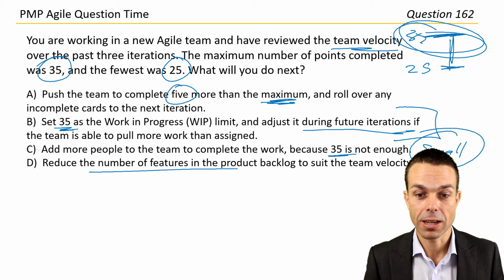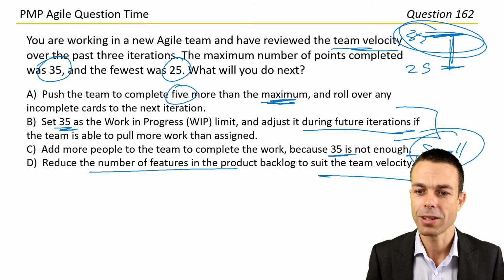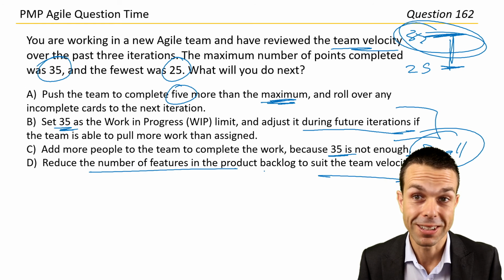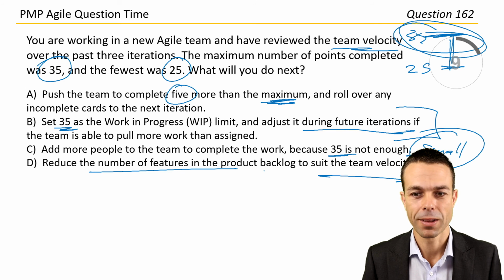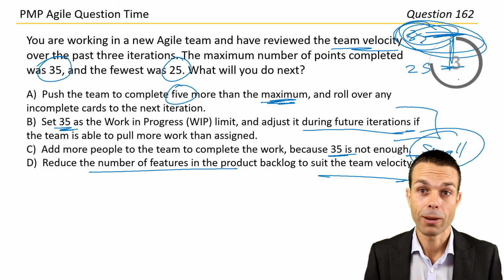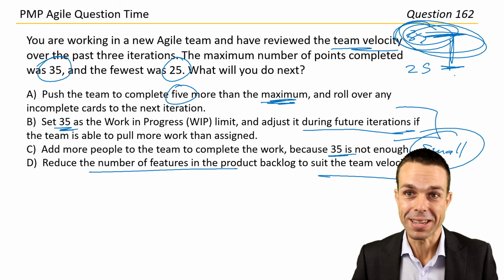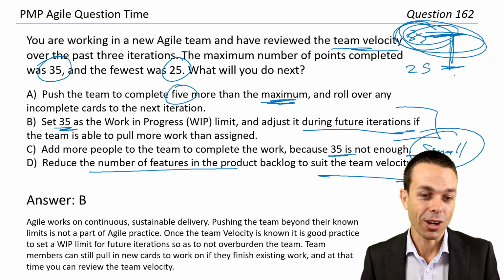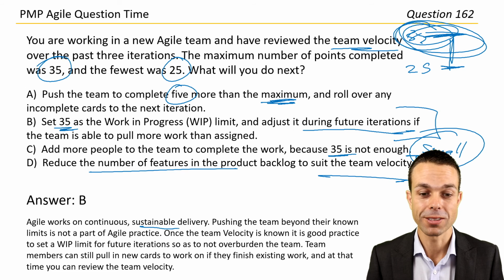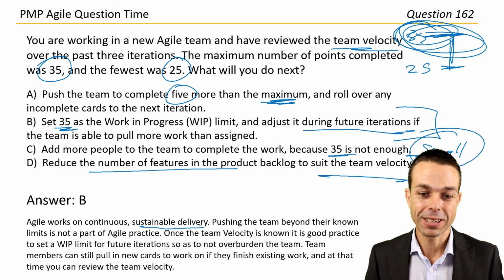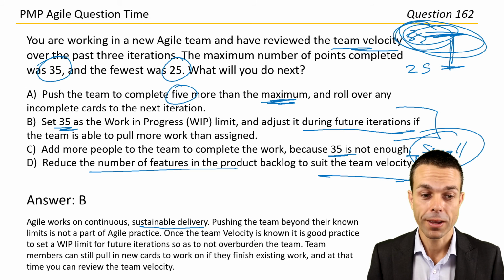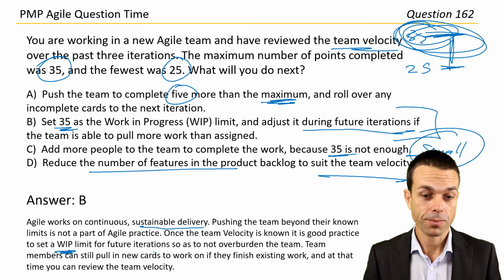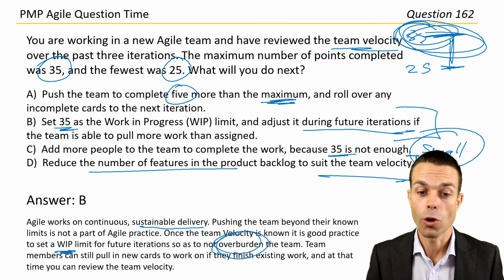Reduce the number of features in the backlog to suit the team velocity. Not necessarily, again, we can prioritize the features in the backlog and have high priority first, but we don't necessarily need to reduce them. But in the sprint backlog, they do need to meet our maximum velocity, which is 35. So let's go with answer B. And there it is, answer B. Agile works on continuous, sustainable delivery, exactly as we said. Pushing the team beyond their known limits is not a part of Agile practice. Once the velocity is known, it's good practice to set a work in progress limit for future iterations so as not to overburden the team.